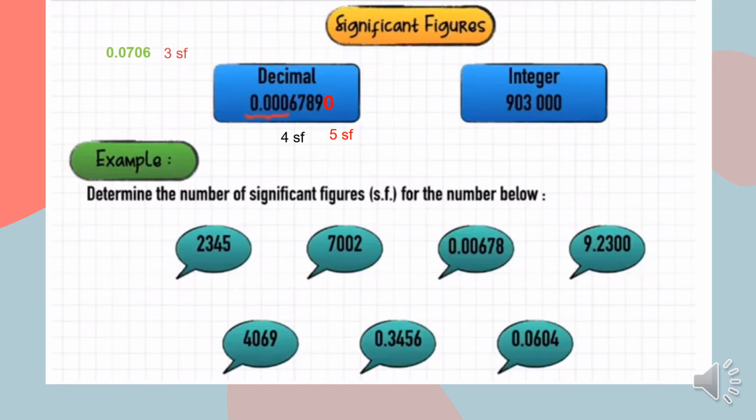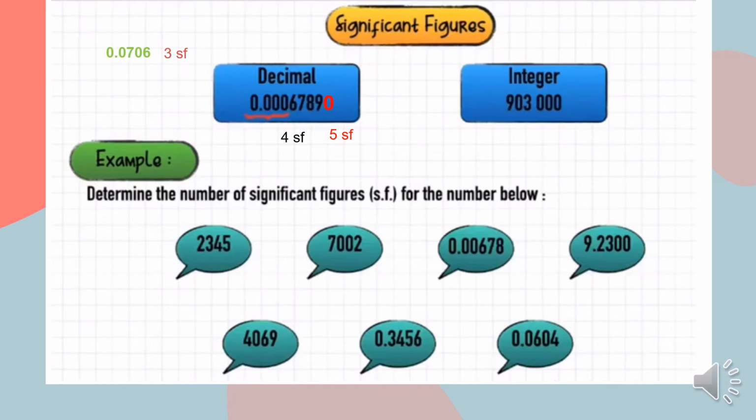Okay, I am not sure whether you could see my pointer or not, but I hope you could. So 903,000 has 3 significant figures, because in an integer, the 0 at the back we do not count as significant. However, it depends on the level of accuracy required. I will show you later when the 0 at the back is counted as significant. For now, let us determine the number of significant figures for the numbers below.